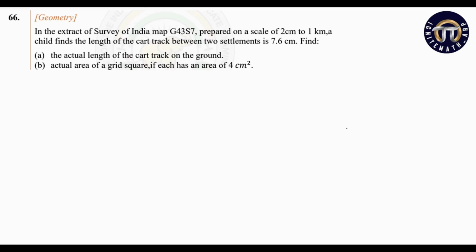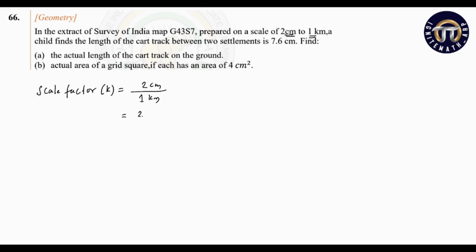In the extract of Survey of India map G43S7 prepared on a scale of 2 centimeter to 1 kilometer. So means what, children? First of all, I need to find out the scale factor. A child finds the length of the cart track between two settlements is 7.6 centimeter. So let me find out the scale factor over here. To find out the scale factor K, I need to take the model, that is I can say it is 2 centimeter to 1 kilometer.